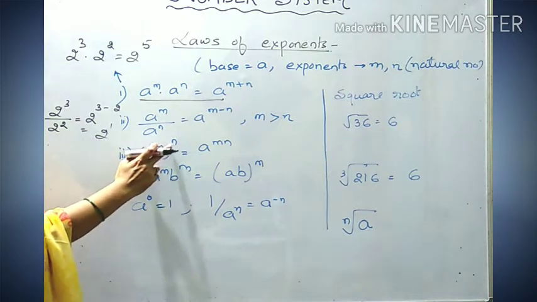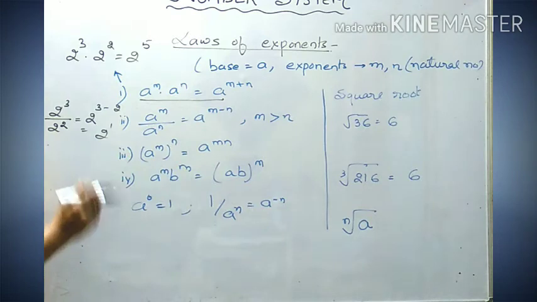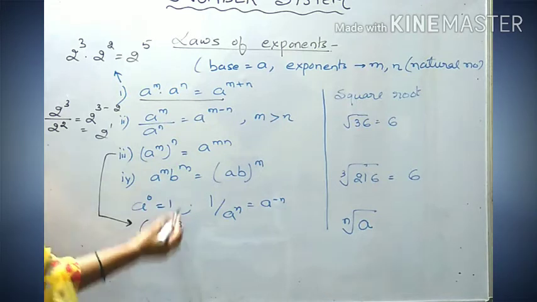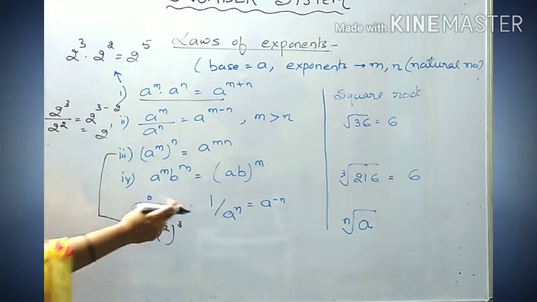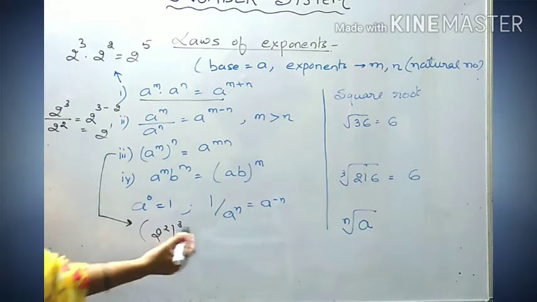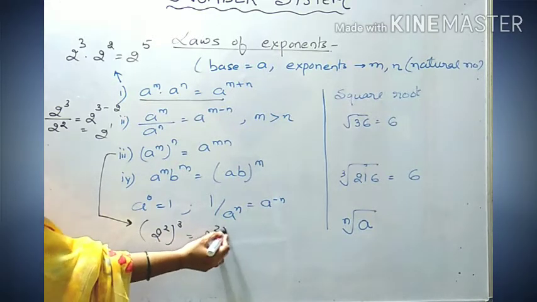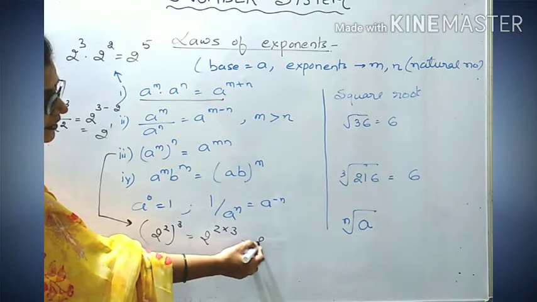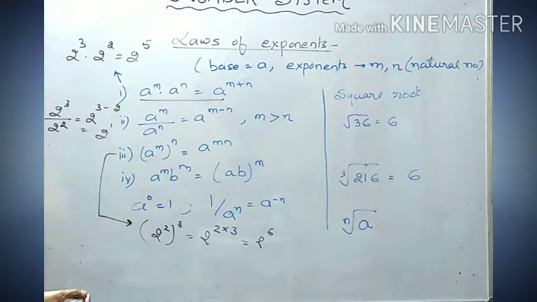Now a to the power m, whole to the power n. So what is this actually? It is 2 square, in the form of 2 square to the power 3. So what is it? 2 to the power 2 into 3. So it is 2 to the power 6.